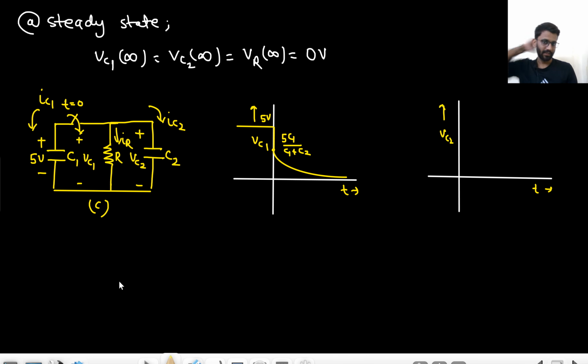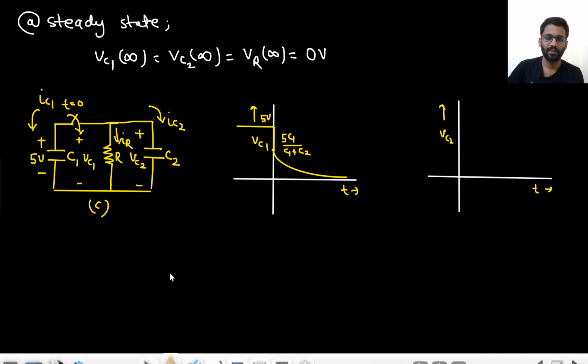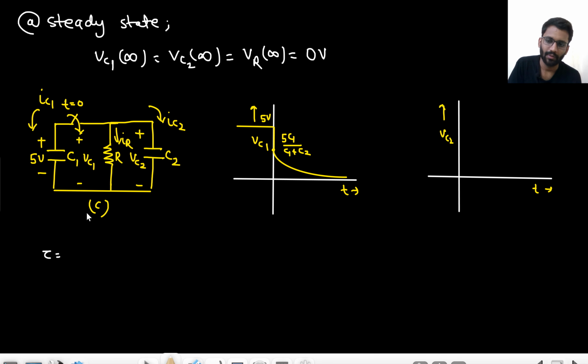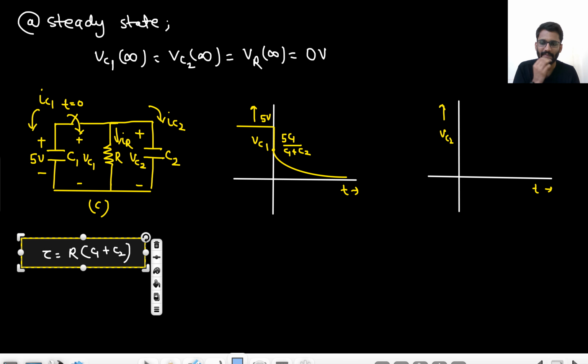Yeah, what is the time constant? We forgot to discuss the time constant. Forget about the initial voltage. C1, C2 are in parallel and one single R is there. So R equivalent is R and C1, C2 are in parallel, so it would be C1 plus C2. So the time constant is R into C1 plus C2.